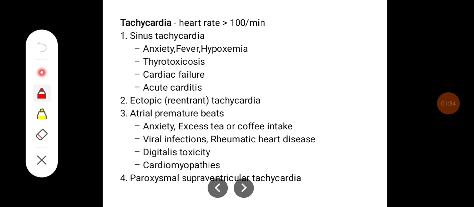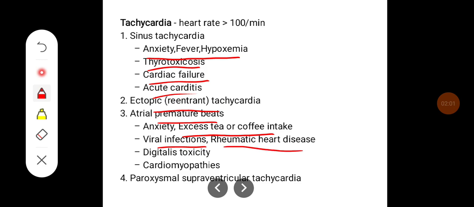Tachycardia is where heart rate exceeds 100 per minute. Sinus tachycardia is seen in anxiety, fever, hypoxemia, thyrotoxicosis, cardiac failure, and acute carditis. It is also seen in ectopic tachycardia, that is reentrant tachycardia. It is also seen in atrial premature beats, which can be seen in anxiety, excess tea or coffee intake, viral infection, rheumatic heart disease, digitalis toxicity or cardiomyopathies. Tachycardia is also seen in paroxysmal supraventricular tachycardia.